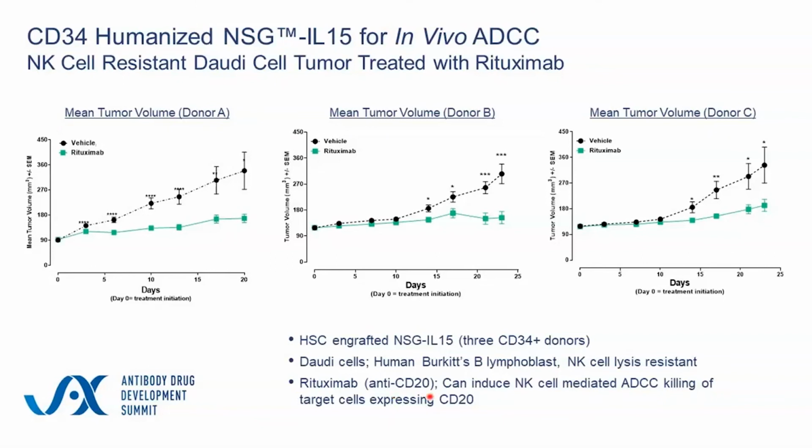It does have ADCC killing as one of its mechanisms of action, so you can treat these mice with rituximab, and we have donor A, donor B, and donor C, just to really take a sophisticated look at donor-to-donor differences in responses, because this is a key thing not only for the PBMC model, but for the CD34 engrafted model. There are donor-to-donor differences in responses, so it's important to think about that as you look at the responses of your molecules.